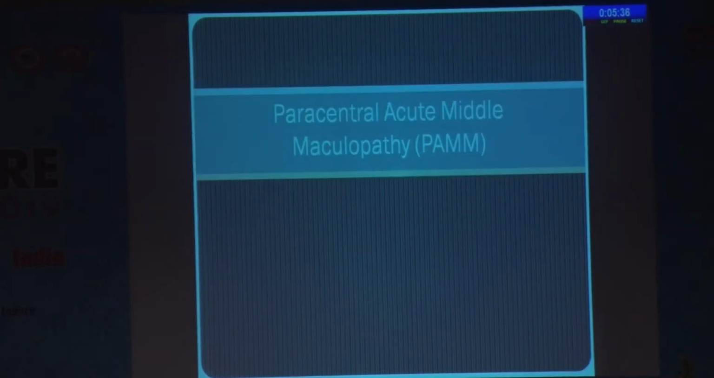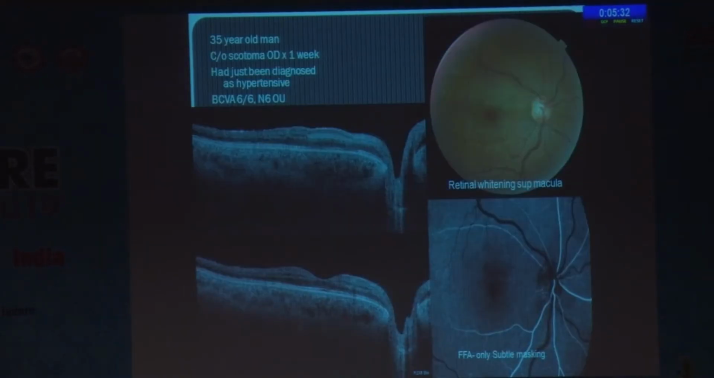So now we come to a second interesting thing. In fact, Dr. Shahana is right here. We shared this patient with her also. This was a 35-year-old patient who complained of a scotoma, and this is one thing which we called middle maculopathy. So you see that the layers are okay, but the inner nuclear layer is hyperacute. He had a cilioretinal artery occlusion.